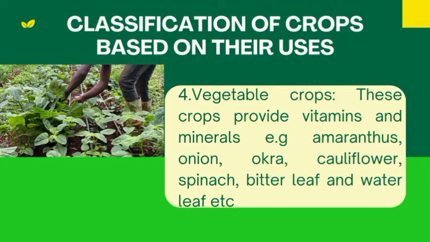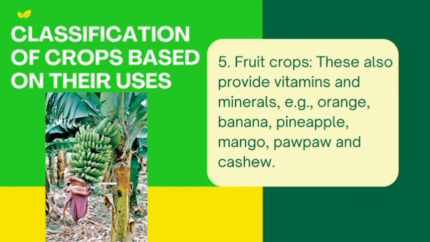So these are the plants whose leaves are consumed by man, and they are very rich in vitamins and minerals when consumed by man and the animal as well. Then we have number five, that is the food crops. This also provides vitamins and minerals. These food crops also provide vitamins just like vegetable crops.